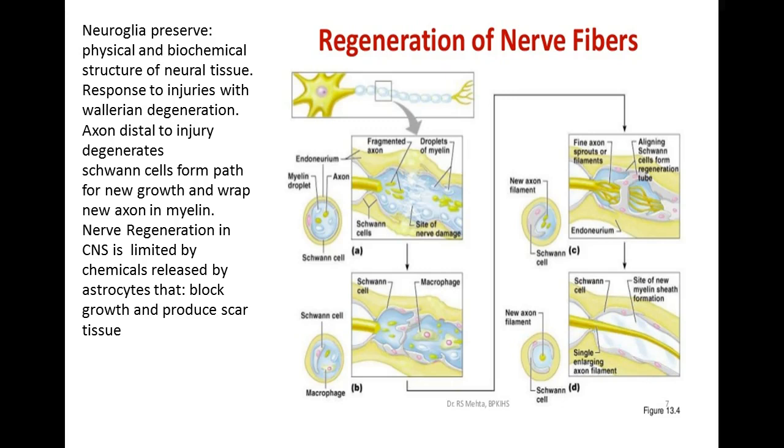And this repair in the PNS is hit or miss. It can happen, but in the CNS, the regeneration is very limited. What happens is chemicals released by astrocytes, remember the astrocytes form the blood-brain barrier, can block growth, and astrocytes then become scar tissue that fills in the space. So instead of nerve cells regenerating in the CNS, you have scar tissue created by the astrocytes. However, what does happen in the CNS instead of regeneration is new connections between cell bodies that weren't there before.